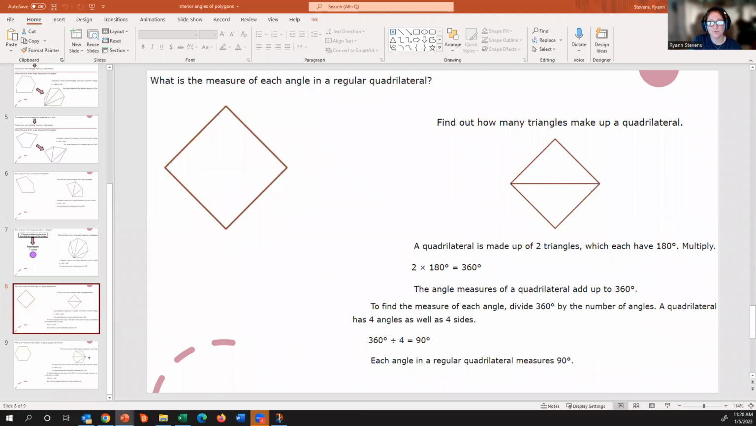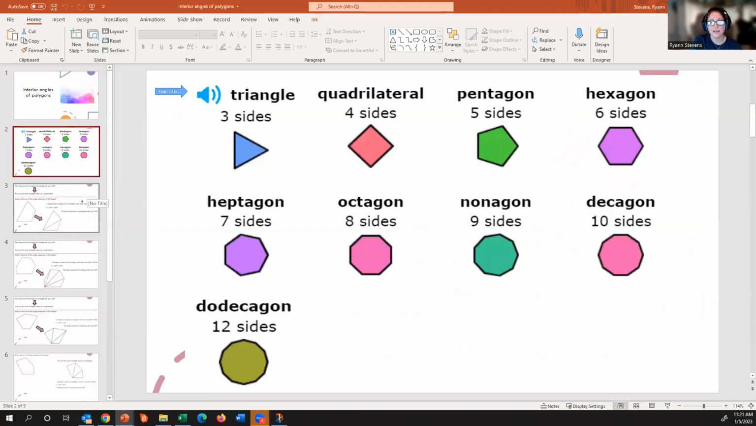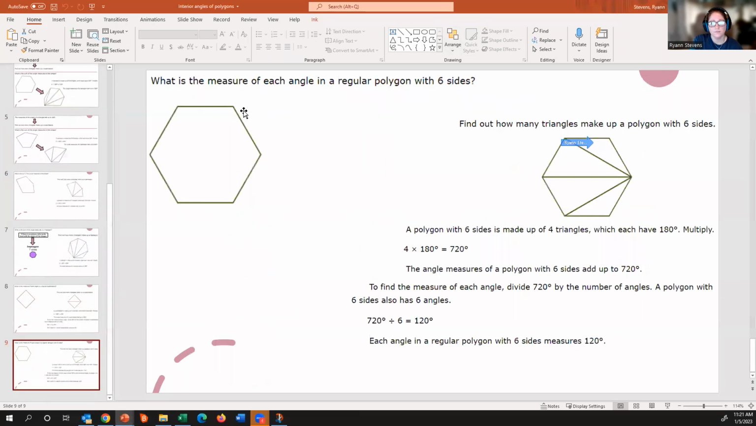And then the last example we're going to look at is, again, similar to the last one. What is the measure of each angle in a regular polygon, 6 sides, okay? So if we refer back to our chart, we can see that 6 sides is going to be a hexagon right here, okay? 6 sides is a hexagon, okay? Find out how many triangles make up a polygon with 6 sides.